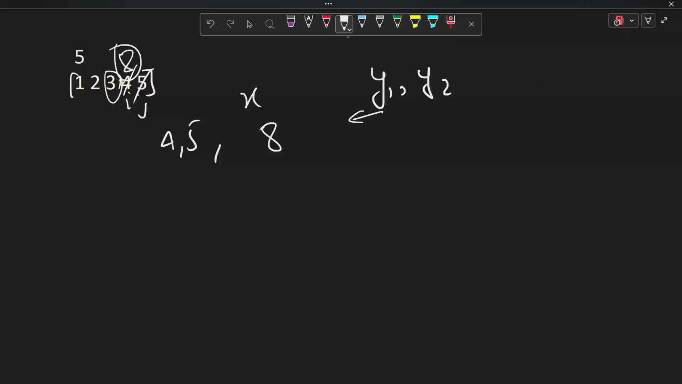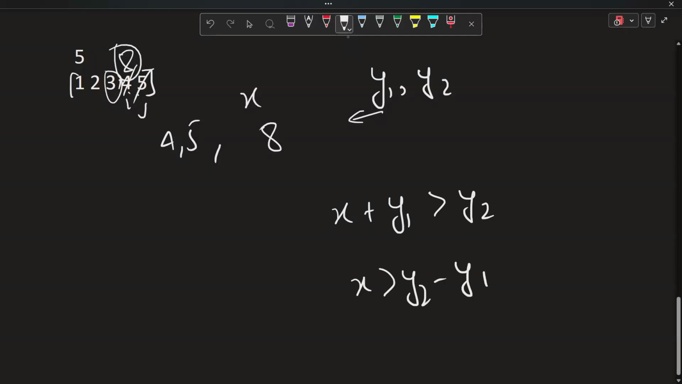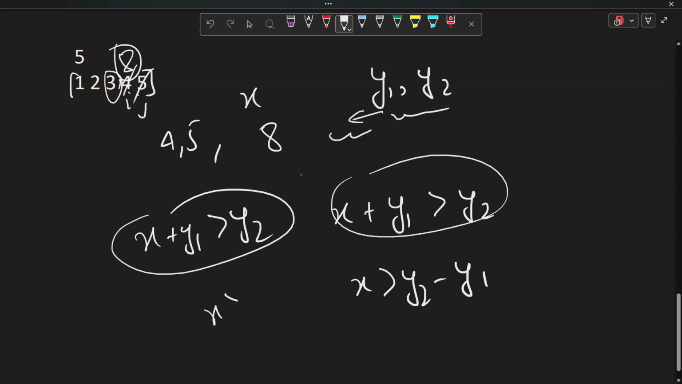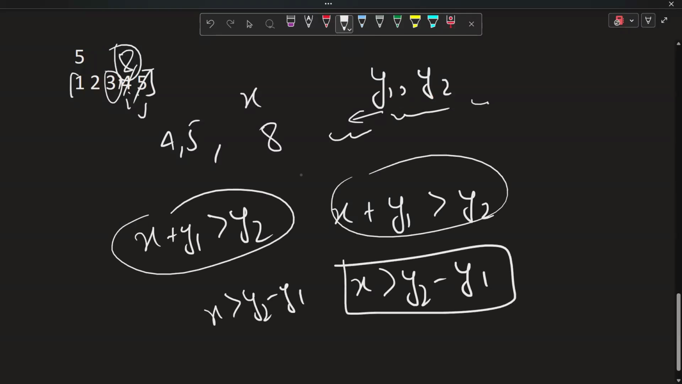If I am choosing an x less than y1, then it should satisfy the condition that x plus y1 should be greater than y2. This gives us the condition that x should be greater than y2 minus y1, if I'm choosing in this range. Or maybe I can have my x in between y1 and y2. Then also y2 would be greatest, so x plus y1 greater than y2. The same condition is there, so then also we get x greater than y2 minus y1. This should be satisfied. Or I can have x greater than y2.